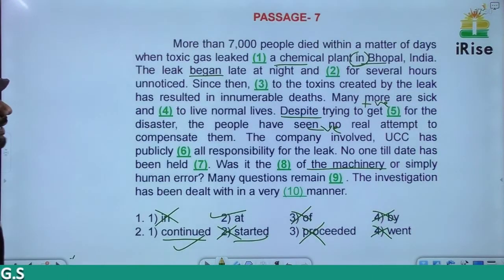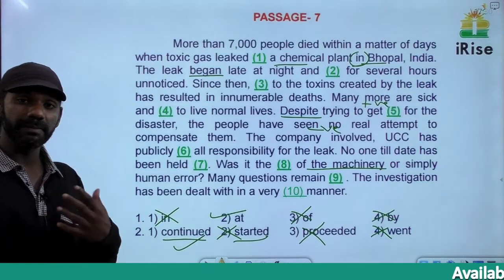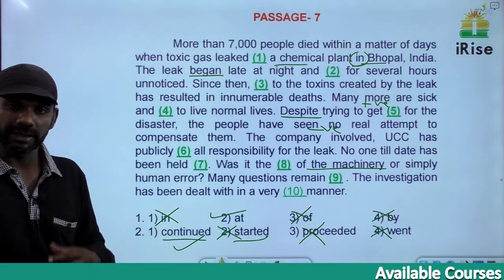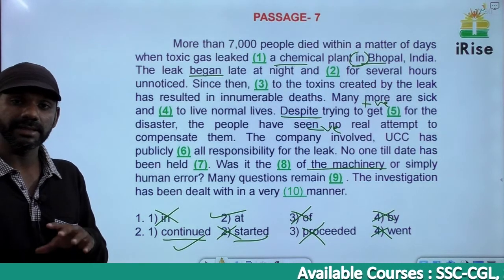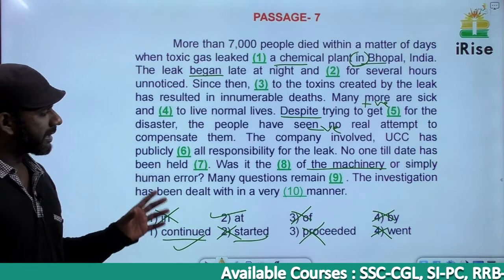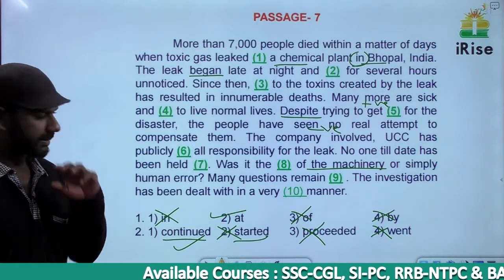It means they had many questions regarding the main reason or the exact reason for the leak, but did not get any answer to any question. So many questions remain unanswered.